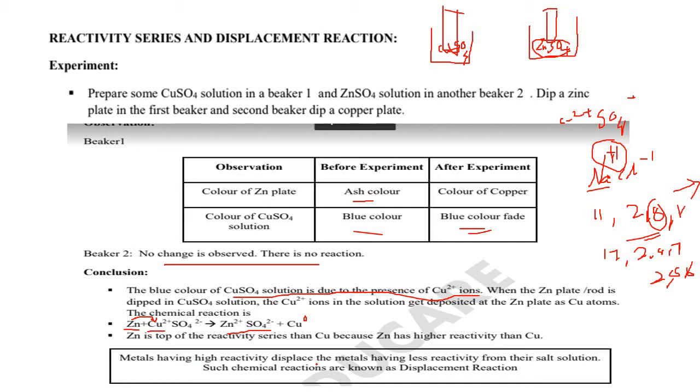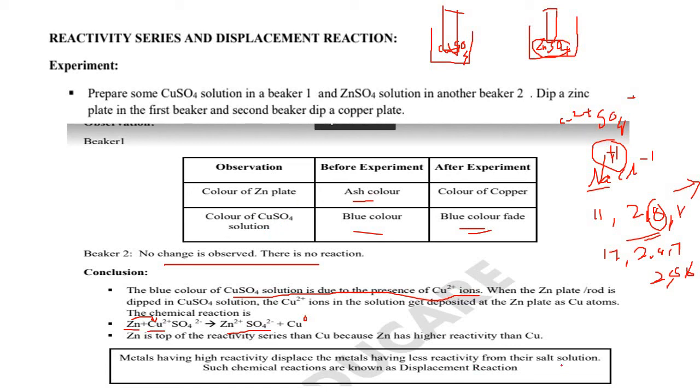So metals having high reactivity displace the metals having less reactivity from their salt solution. Such chemical reactions are known as displacement reactions. So these reactions are known as displacement reactions. Here it is being displaced. So metals having high reactivity displace the metals having less reactivity from their salt solutions. Copper sulfate solution is their salt solution.